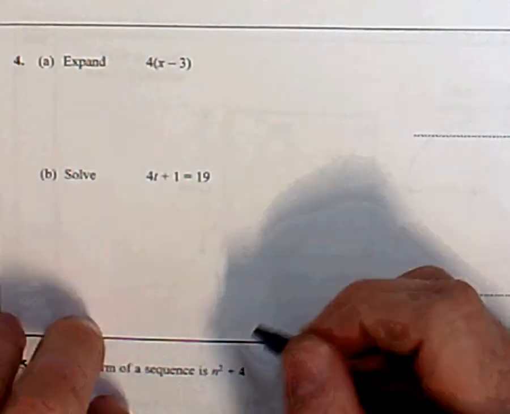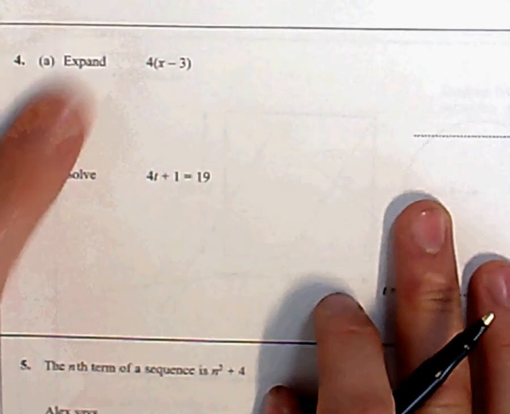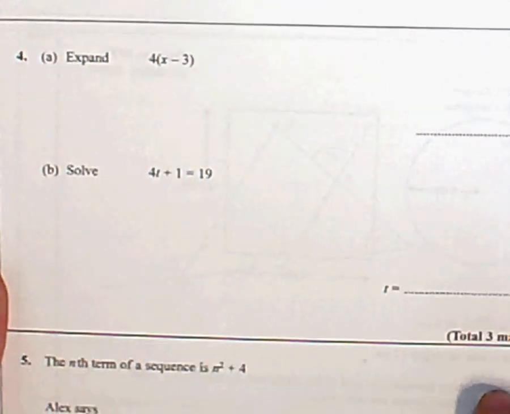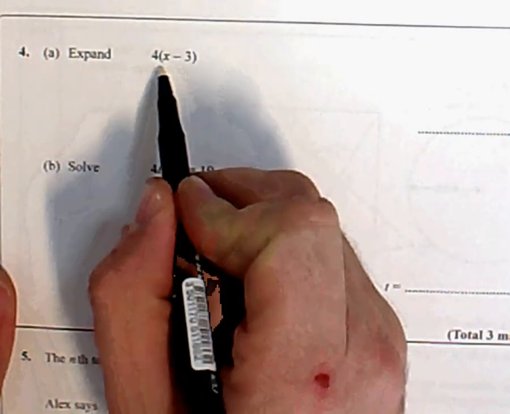Okay, calculator papers, they like to include non-calculator subjects like algebra. Sometimes they try and push a lot of the non-calculator subject into a calculator paper, so you have to show all your skills at all time. Okay. Expand means remove the brackets.